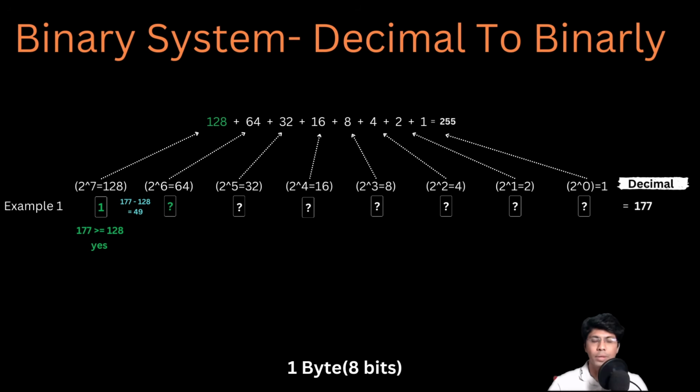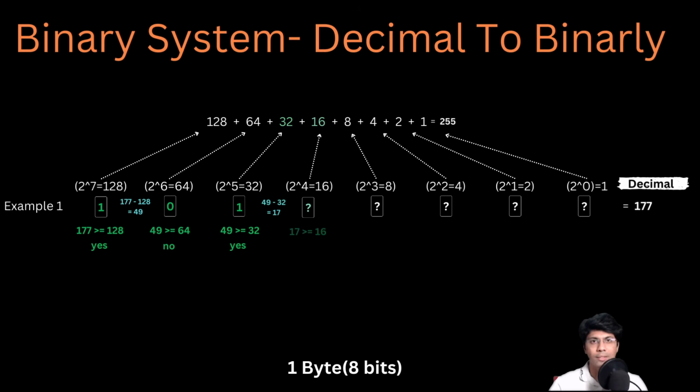Now we have to compare the next bit with 49. So is 49 greater than or equal to 64, which is 2 raised to power 6? Answer is no. So the bit value becomes 0 and we need to further compare the value 49 to the next bit. Is 49 greater than or equal to 32? Answer is yes. So the bit value becomes 1. Once the bit value becomes 1, we need to subtract the value from the current value. That is 49 minus 32, which is 17.